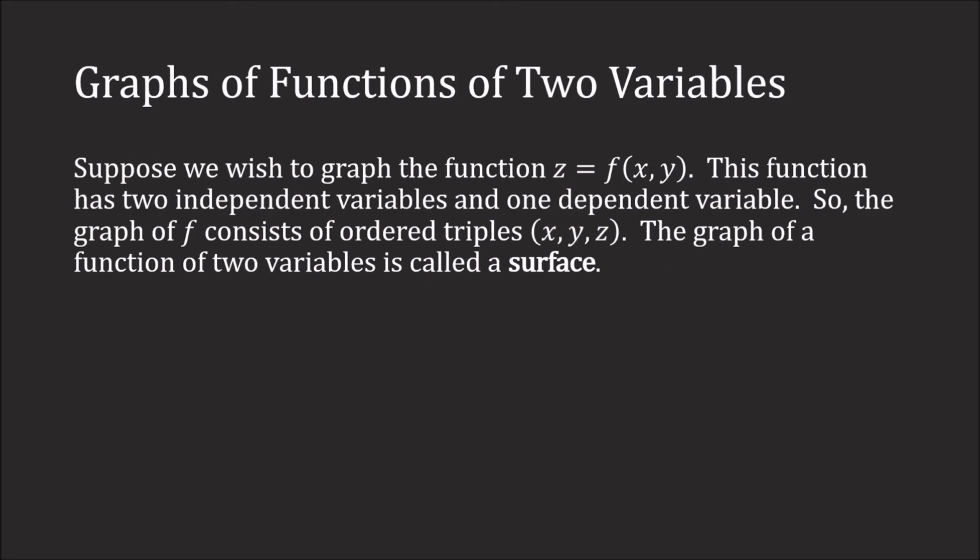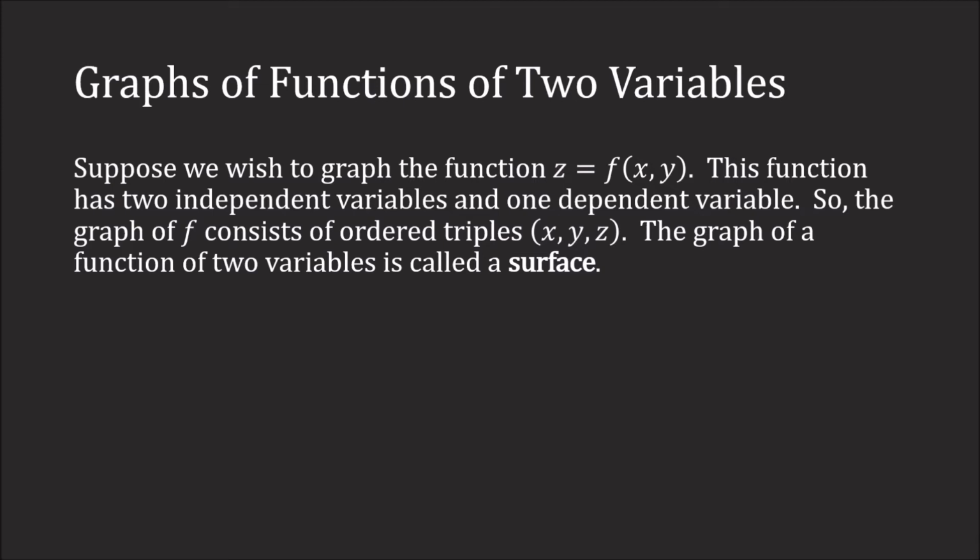Now suppose that we wish to graph the function z equals f of xy. Well, this function, notice, has 2 independent variables and 1 dependent variable. So the graph would consist of ordered triples x, y, z, and the graph of a function is called a surface. All right, and I briefly touched on this on a previous slide.